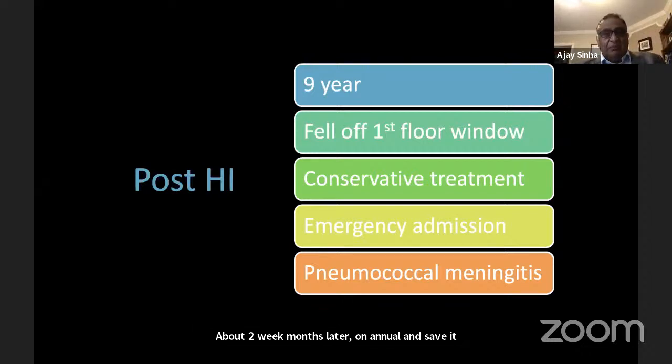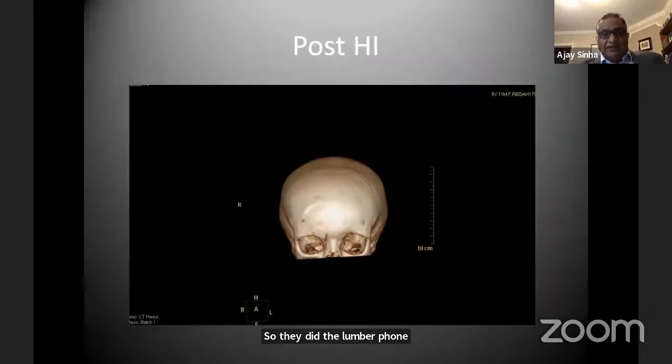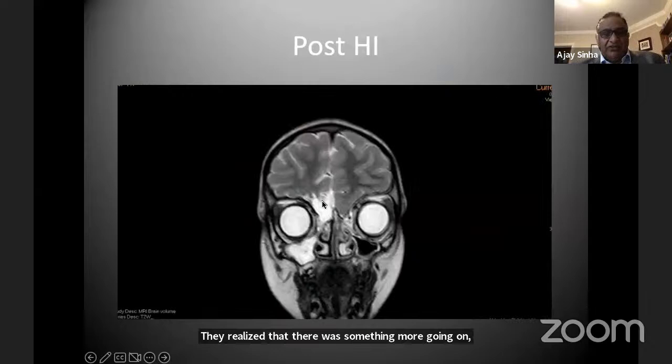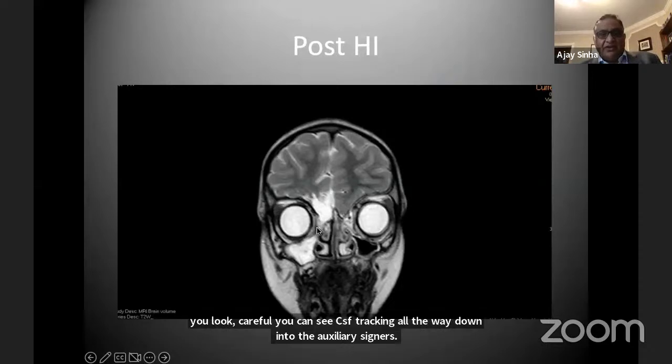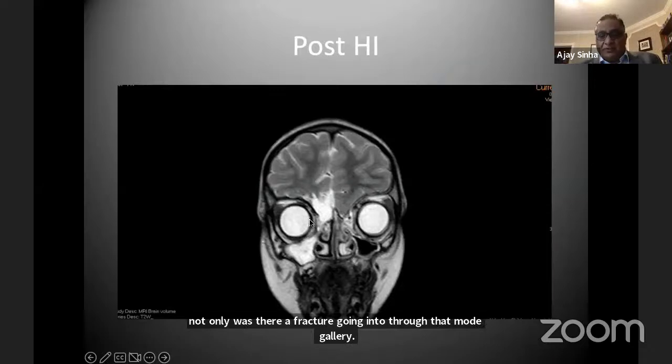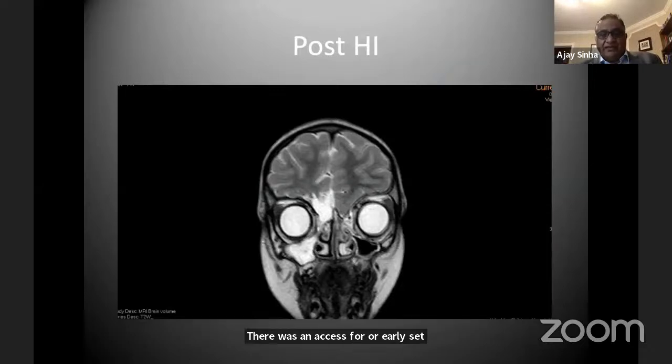So they did the lumbar puncture, found some bugs, put her on antibiotics, and subsequently they realized that there was something more going on because the child had a fit. And when they looked at the scan, they found there was an area of focal enhancement. I don't have a contrast image of it, but there was an area of enhancement in this area. And if you look carefully, you can see CSF tracking all the way down into the maxillary sinus. So not only was there a fracture going through the ethmoid gallery, there was an abscess or early cerebritis due to infection, which had crept in from the nasal cavity.